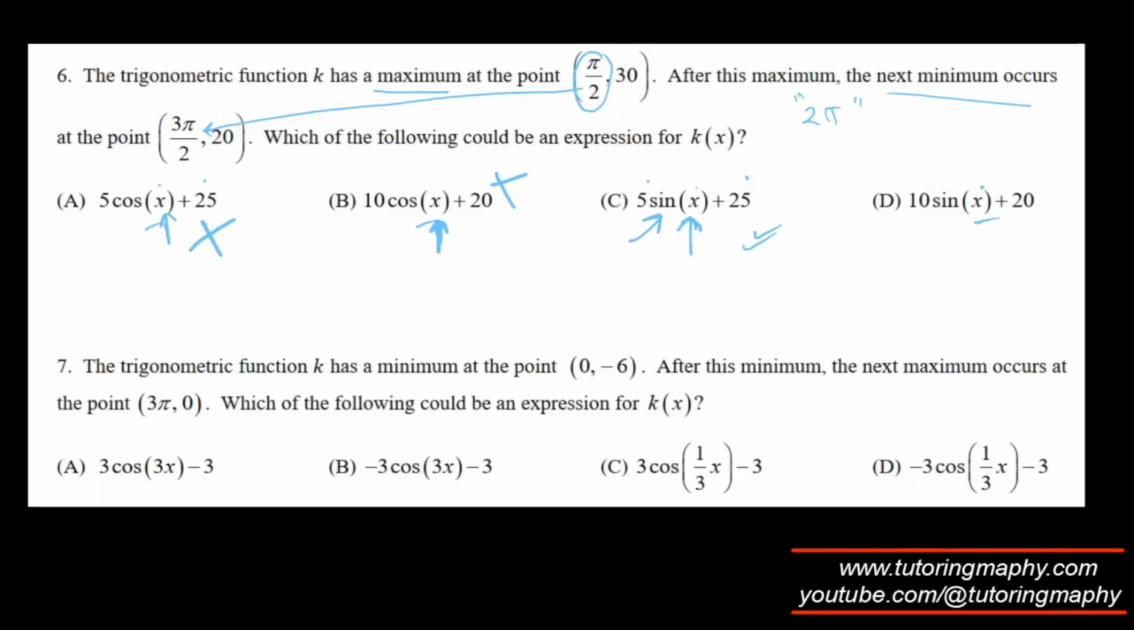Now let's try to put 3π over 2. If I put 3π over 2 over here, it will become negative 1 times 5, which is negative 5, and negative 5 plus 25 is 20. So yes, this is adding up. If I put 3π over 2 over here, this will become negative 10 plus 20, which is 10. That's not correct, because I need 20. So the answer has to be option C.